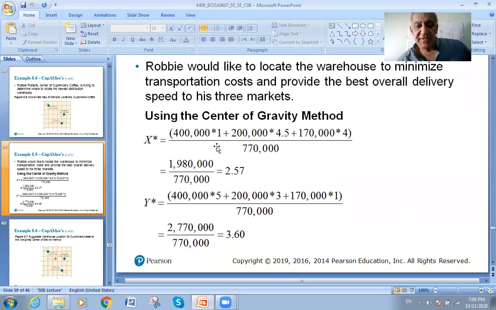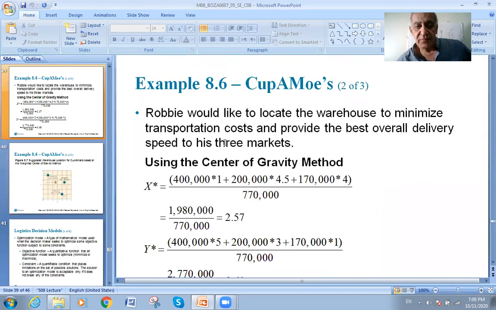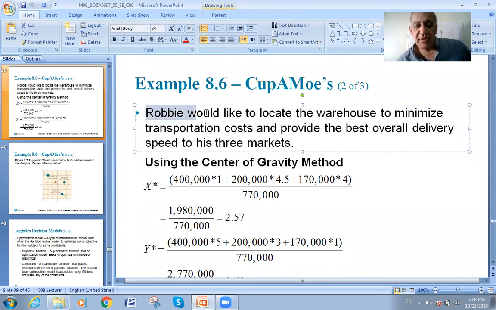This one is very nice. Ruby would like this example on slide 39. Ruby would like to locate one warehouse to minimize the transportation cost, because he has more than one site or warehouse. He wants to put one to replace all of them, to minimize cost and provide the best overall delivery speed to his markets. At the same time, it should be in the center, in between the three, like I showed you with these 3 points.